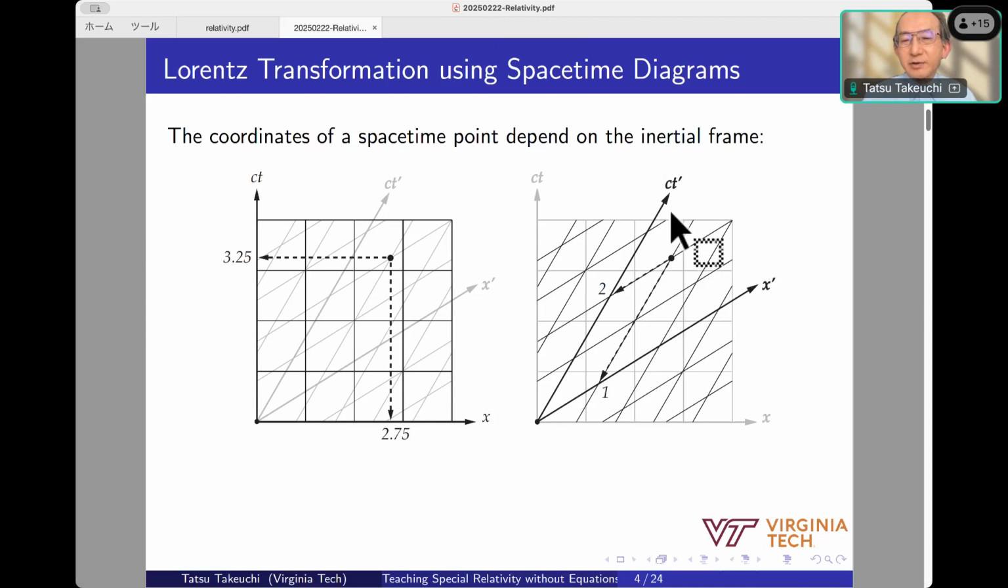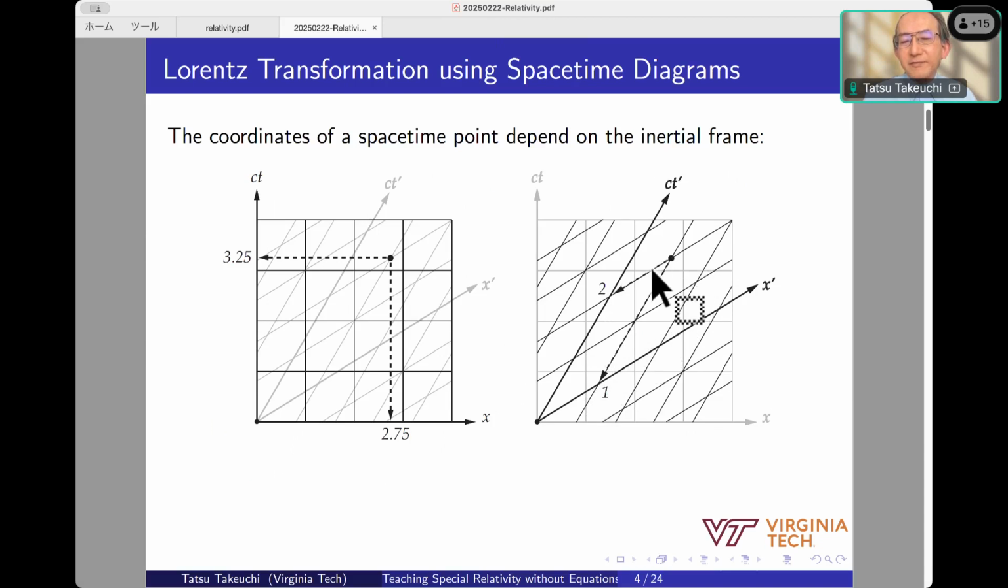So if you want to figure out what spatial coordinate this point has in the x prime ct prime coordinate system, you need to follow a line that is parallel to the time axis, and all these points are at the same spatial place in the x prime ct prime coordinate system. You can look at where it hits the x prime axis and read off the spatial position in the x prime coordinate system.